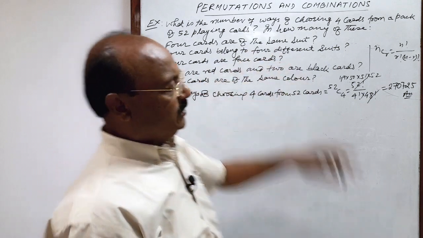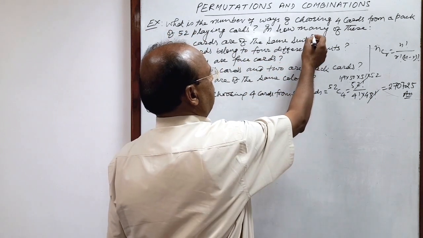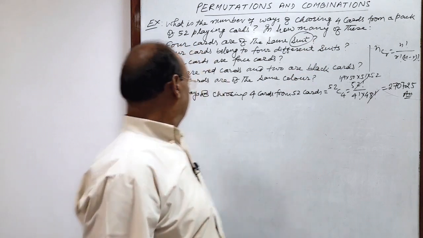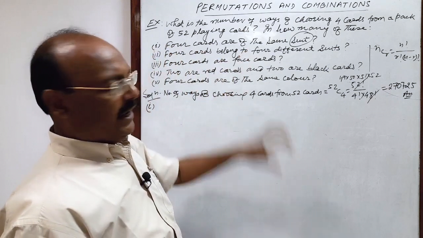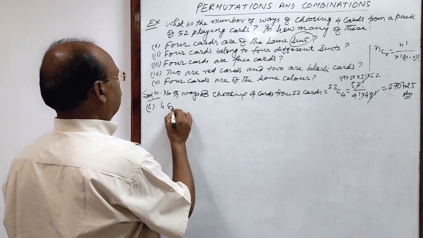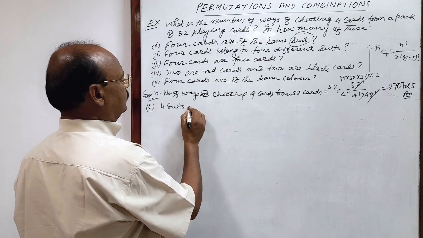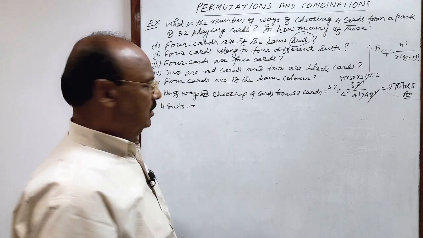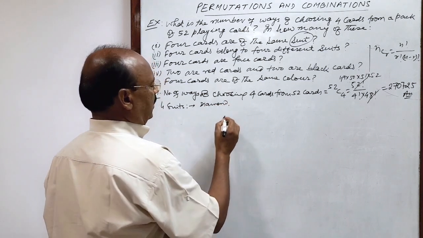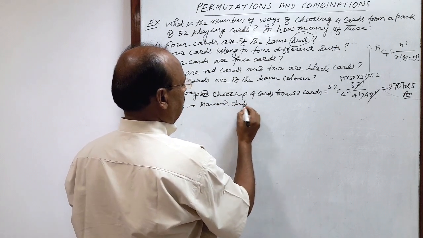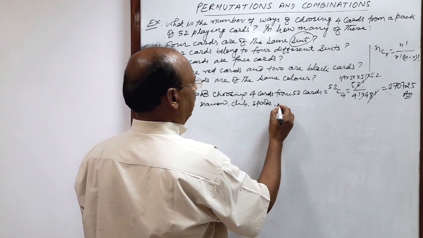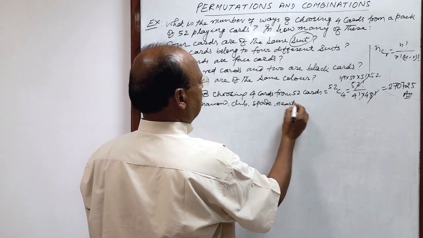Now let us see this part of this question here first. 4 cards are of the same suit. Let us understand what is the meaning of suit here. So in a pack of 52 playing cards, there are 4 suits. There are 4 suits. Okay. One is diamond, another is club, another is spade, and 4th is heart.